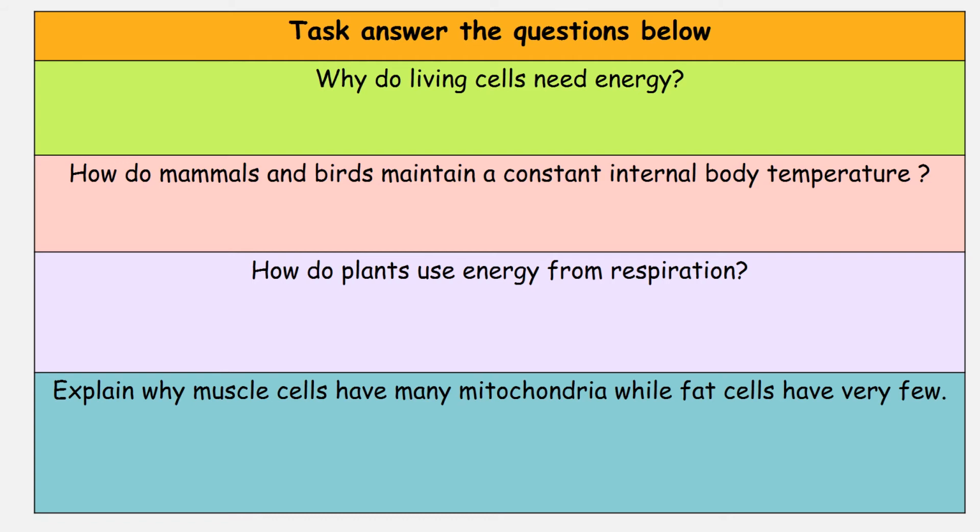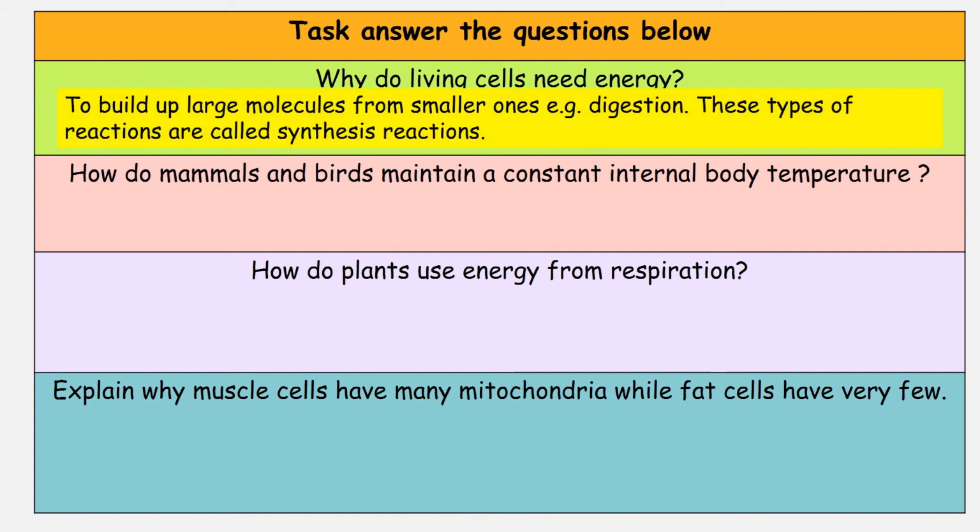So the first question was, why do living cells need energy? And it's to build up large molecules from smaller ones, such as the stuff that we get from digestion. These types of reactions are called synthesis reactions. Synthesis means to make. So for example, when you are eating some Haribo Tangtastic, for instance, that is glucose that is taken into your blood, and then your cells can take that glucose and they can build bigger molecules from that glucose.